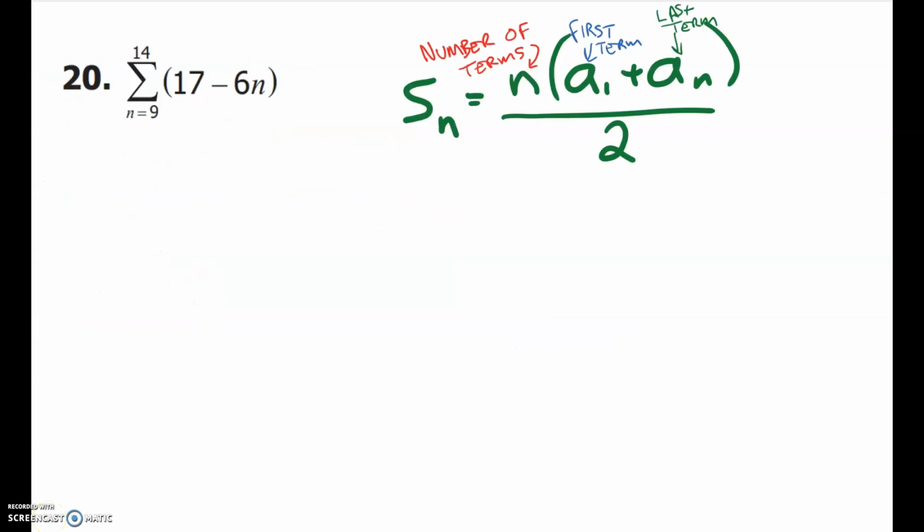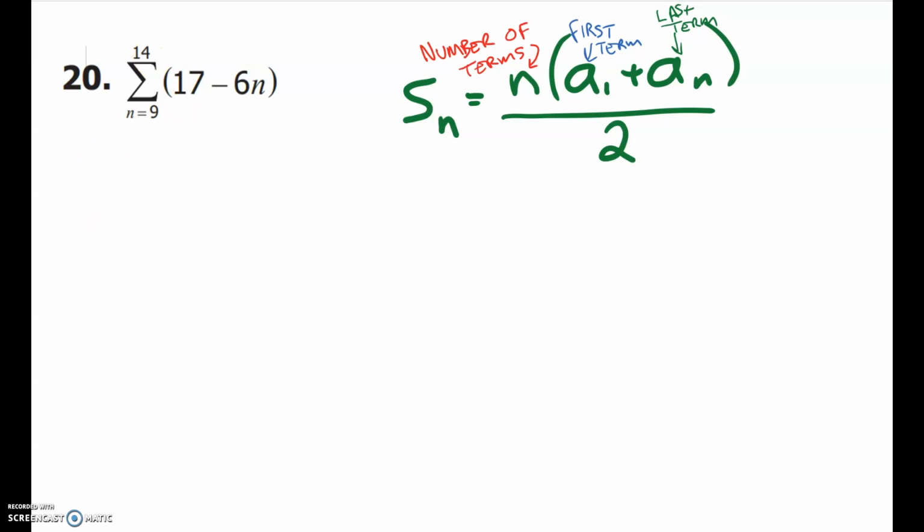All right, the last one we're going to look at is number 20. So let's go through number 20. As soon as we see the capital sigma there, Greek letter sigma, we know it's a summation, so we know we're going to add. So here's the formula that we're going to use. Make sure you know what each of these parts are. N is the number of terms. A sub 1 is the first term. A sub n is the last term. Okay, so we need to figure out all of these things.